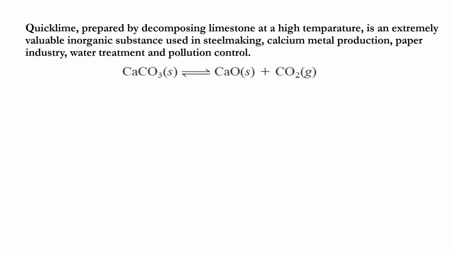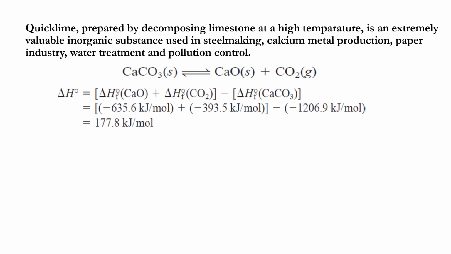Let's have another example. Quicklime, prepared by decomposing limestone at a high temperature, is an extremely valuable inorganic substance that is used in steel making, calcium metal production, paper industry, water treatment, and pollution control. This is the reaction involved in the formation of quicklime. We have calcium carbonate, the limestone, decomposing to calcium oxide and carbon dioxide.